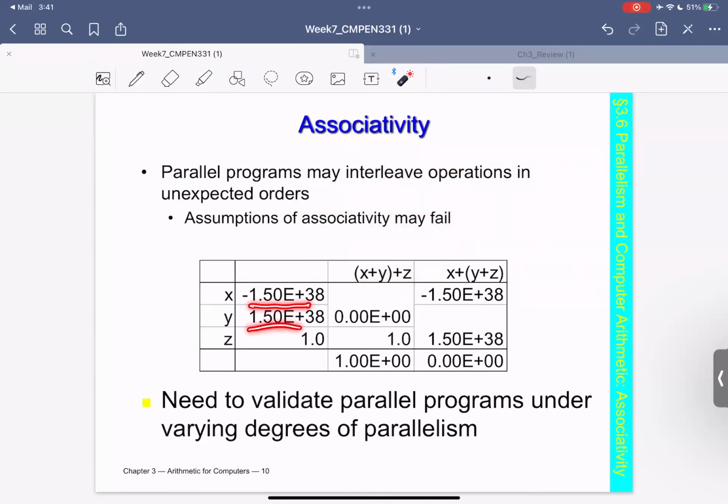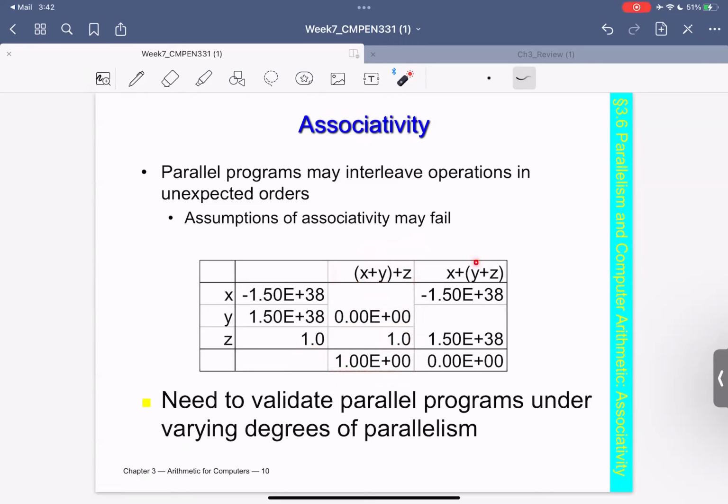X is that number, y is that number. As you can see, it's exactly the same number. The only difference is the negative sign. If I'm adding x plus y and they are exactly the same, of course, the result will be 0. Yes, a number plus minus the same number is exactly equal to 0. And then the result is 0 plus z, which is equal to 1. So 0 plus 1, the result is equal to 1. So my result is equal to 1 in this case.